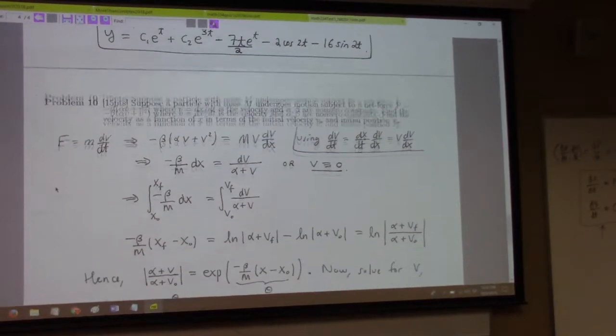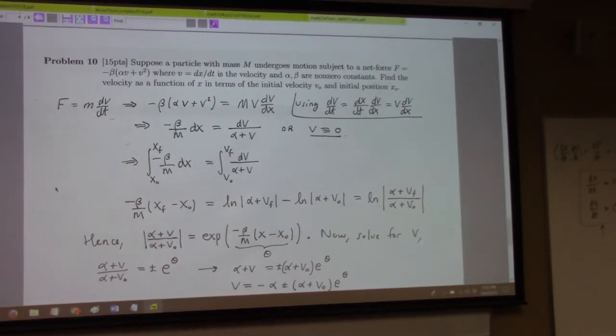Superposition. Here is a net force, find the velocity as a function of position problem. So you've got to use the v dv/dx trick. m dv/dt is m v dv/dx. Then you've got separation of variables, integrate, off to the races. That might have been a homework problem for them.